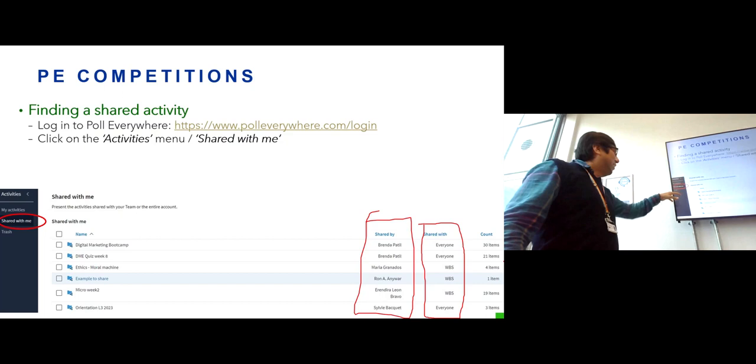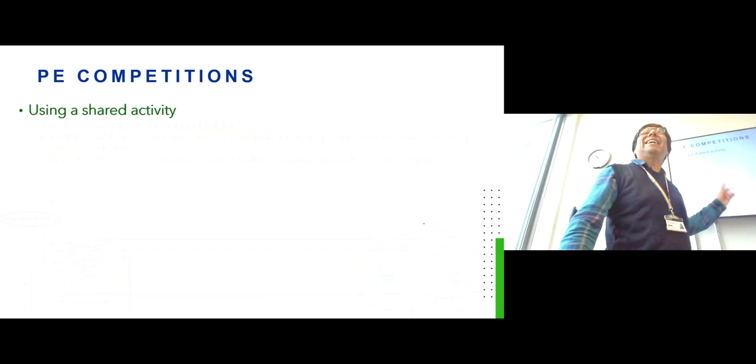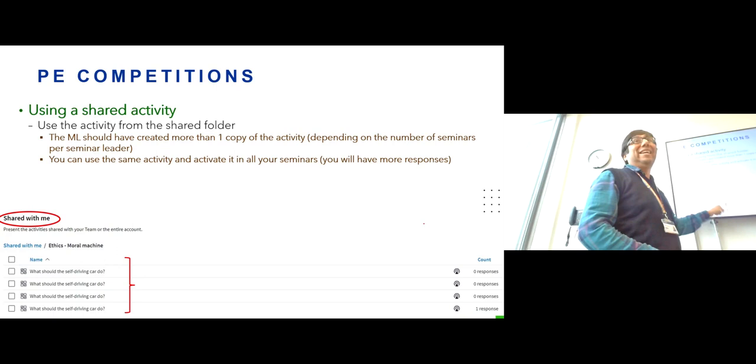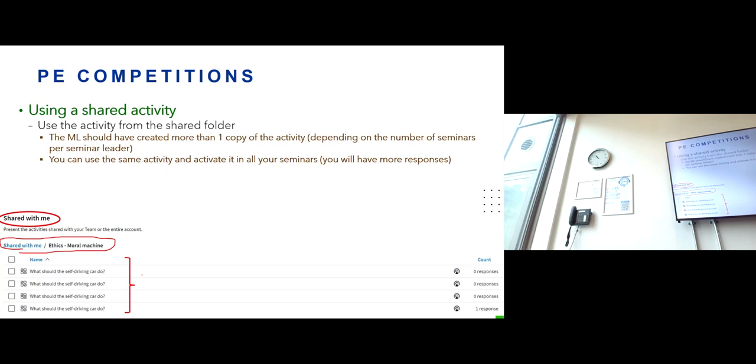For example, my module leader is Manuel Bernardo. Imagine I click there. When I click on that folder, I want to see all the different activities in that specific folder. So this folder was shared with me, and these are the three different activities. Remember a few minutes ago I was telling you, your module leader decides how many times you want to copy the same activity, because you have four seminars.